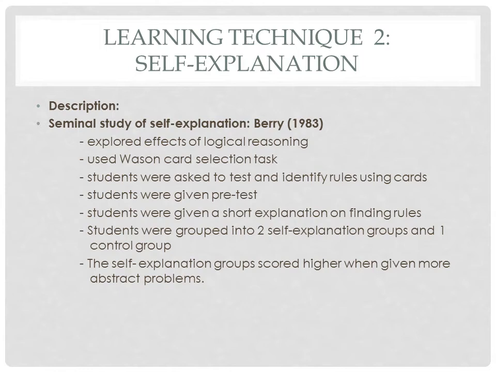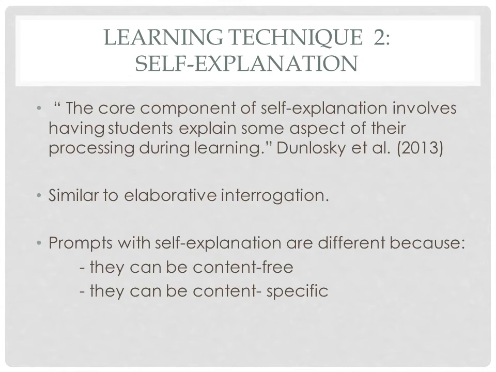The next group was just asked to solve the problems and explain how they came to their conclusions. The third group was the control group, and they were never asked to self-explain. The results concluded that all three groups performed at a 90% accuracy, but in another test completed later, which used more abstract problems, the two self-explanation groups achieved greater results than the control group. Dunlosky states the core component of self-explanation involves having students explain some aspect of their processing during learning.